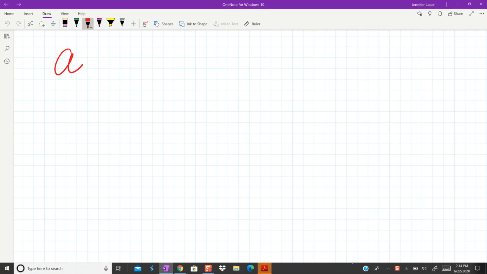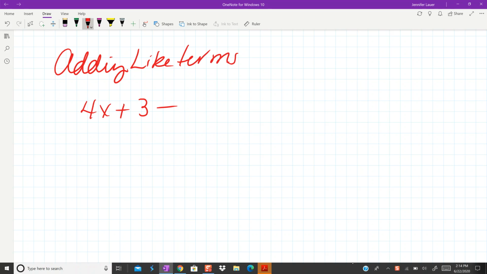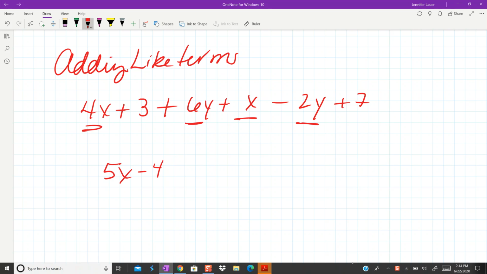Today we're going to be discussing adding like terms. And from Algebra 1, that was pretty easy. That was something like 4x plus 3 plus 6y plus x minus 2y, plus 7. Here I would say, well, 4x plus x is 5x, 6y minus 2y is 4y, and 3 plus 7 is 10. So those were the good old days in Algebra 1.